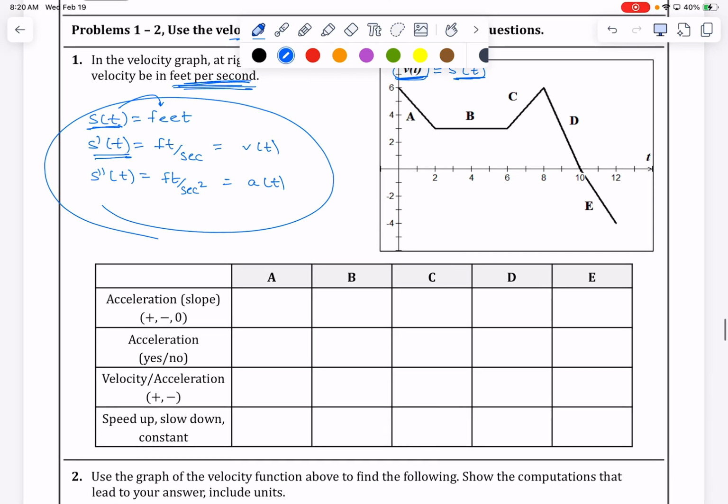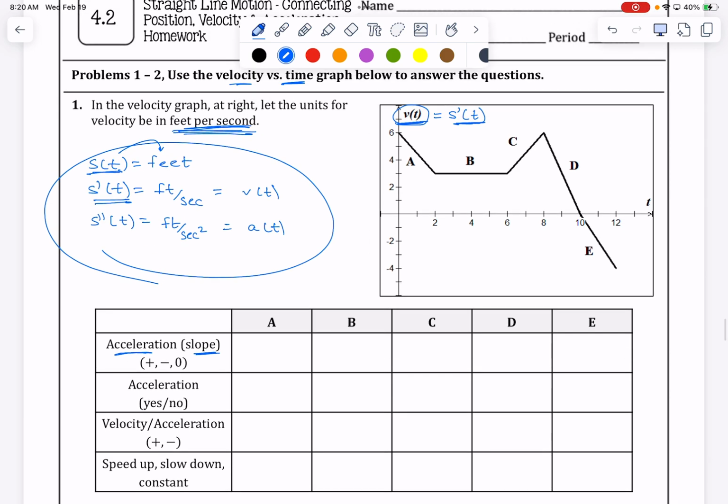Part A. They want us to know, is the acceleration a slope? And how do I know that acceleration is a slope? Because I'm looking at velocity. So the slope of velocity is acceleration. So tell me, at A, is the acceleration going to be negative, positive, or zero?